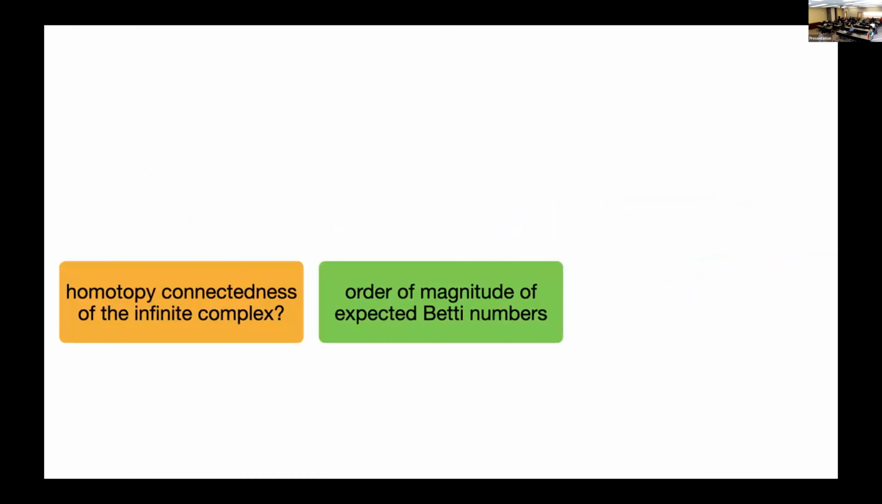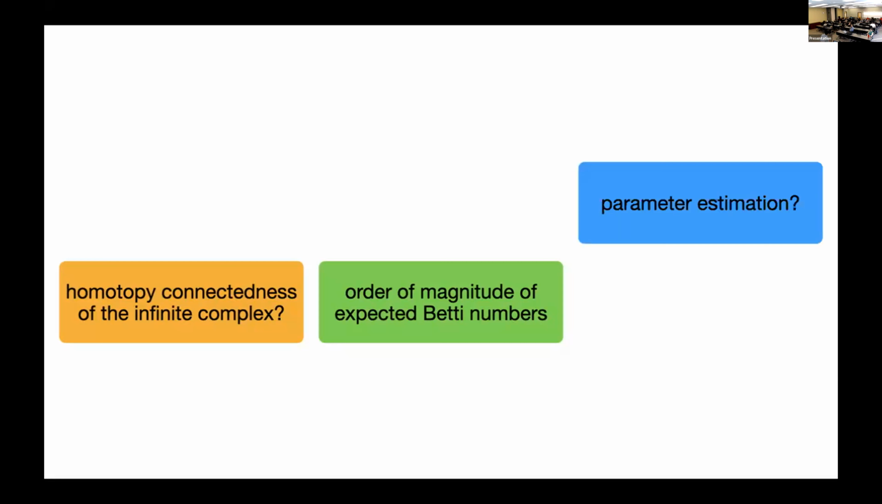This result is a simple result because we look at the simplest topological invariant, compute the simplest moment, and we have a very coarse estimate. So there are many ways we can go from here. We can say something about the homotopy connectedness of the infinite complex. We do not have tight results yet, but we can say something. If you're interested, we can talk more.